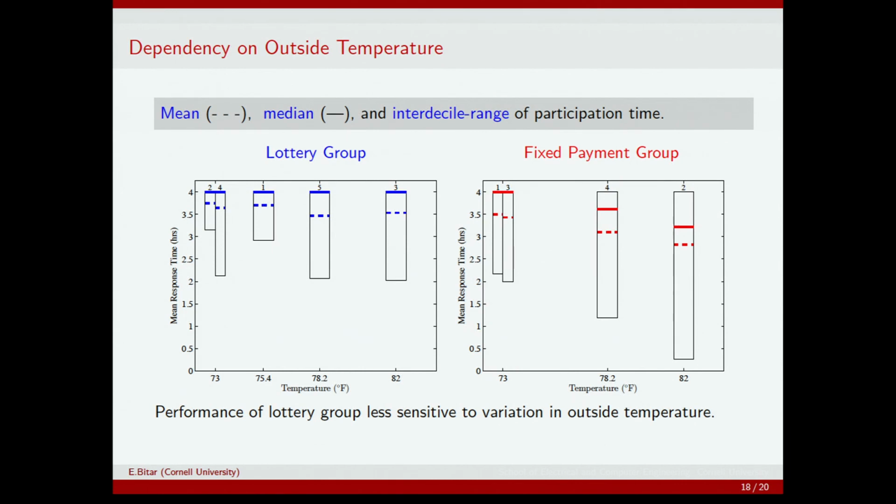And this goes back to an earlier comment I made at the very beginning of the talk, that incentives which aren't carefully designed might actually amplify uncertainty in the power system. Whereas in the lottery group here, you can see that the variance in response is somewhat insensitive to temperature variation, as is the average participation time. So, an interesting observation. Not enough data to say whether this holds in general.